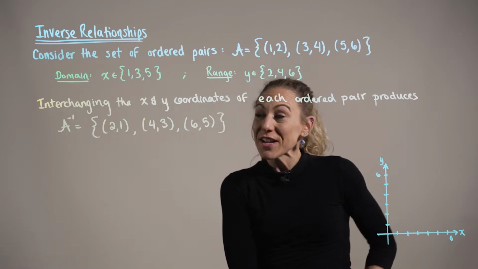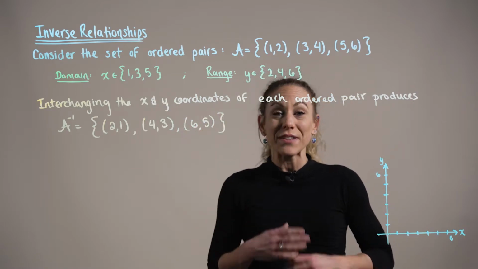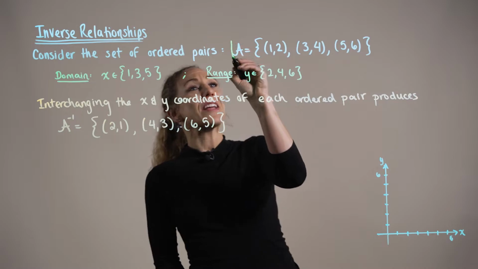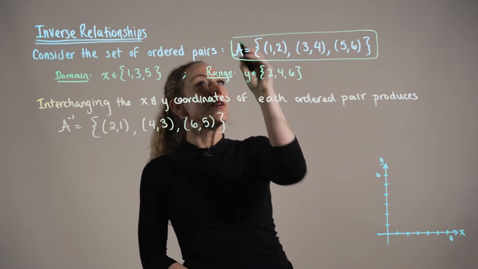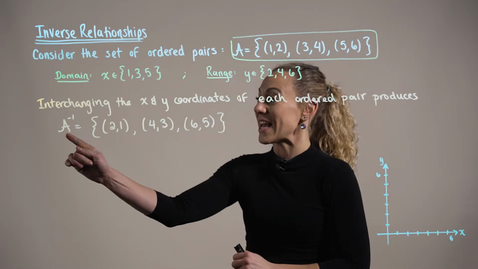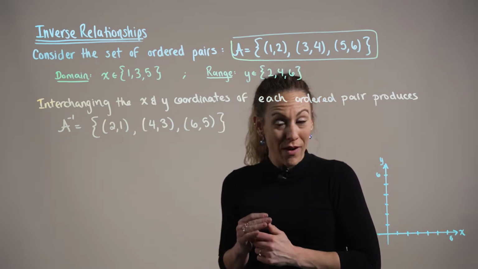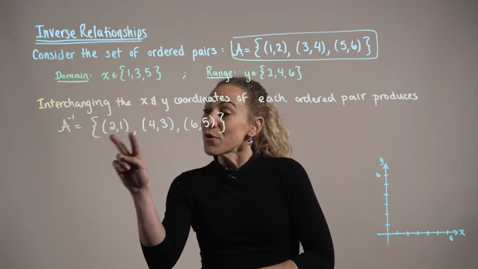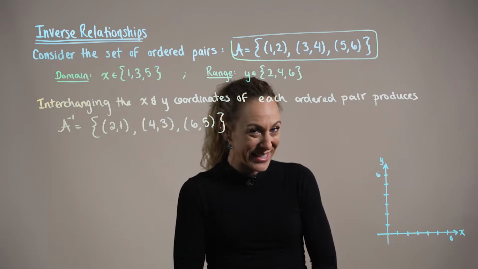So by switching or interchanging the x and y coordinates of each ordered pair in our given set A, we produce the inverse of this set, denoted A to the negative 1. And notice these 3 new ordered pairs in the set.